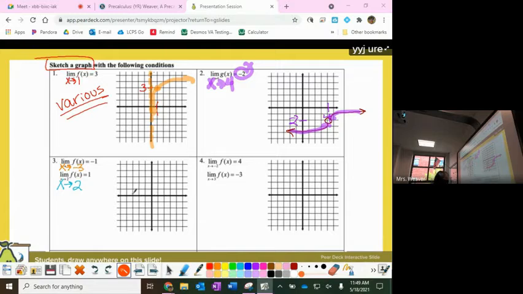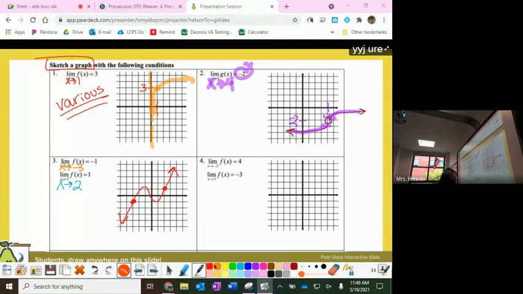So we could have a polynomial where it bounces, crosses, and shimmies. We could do all kinds of different things.